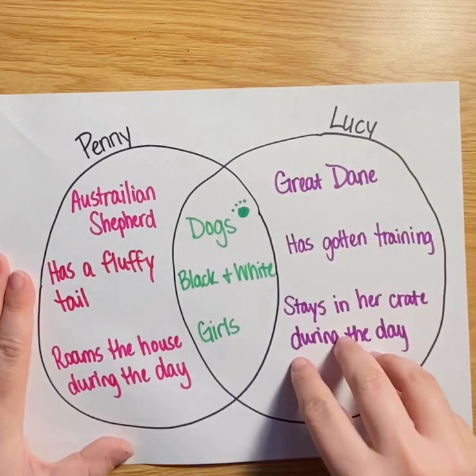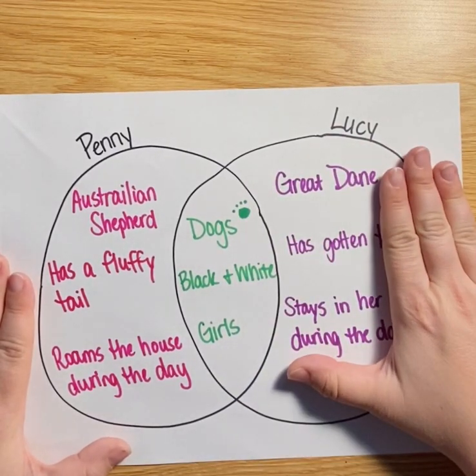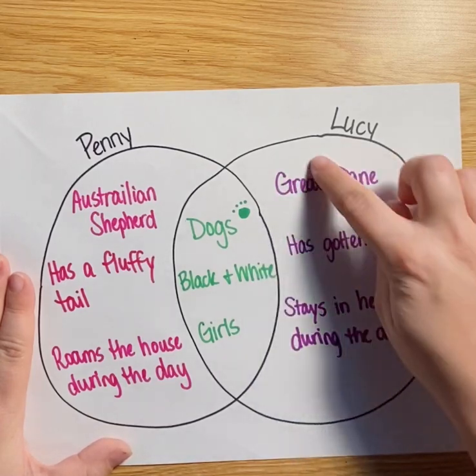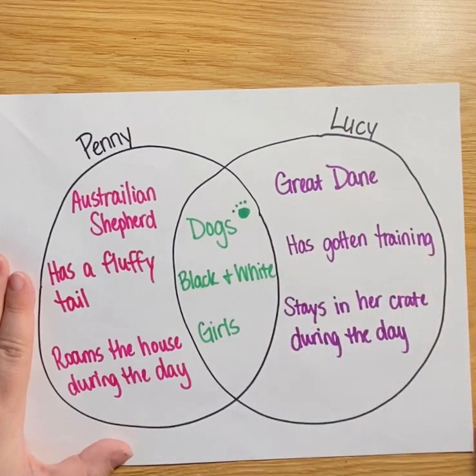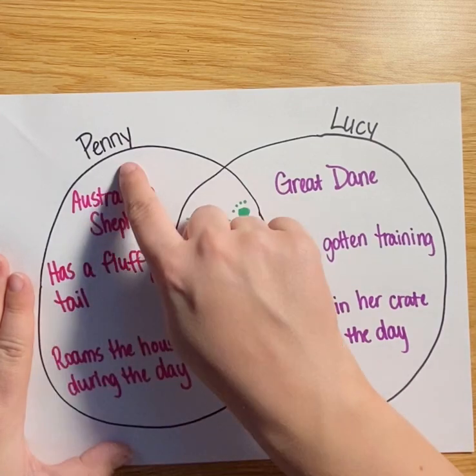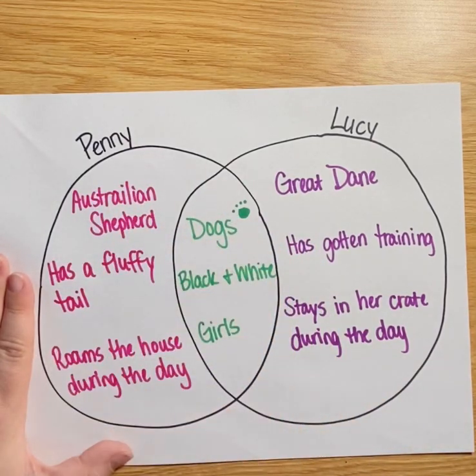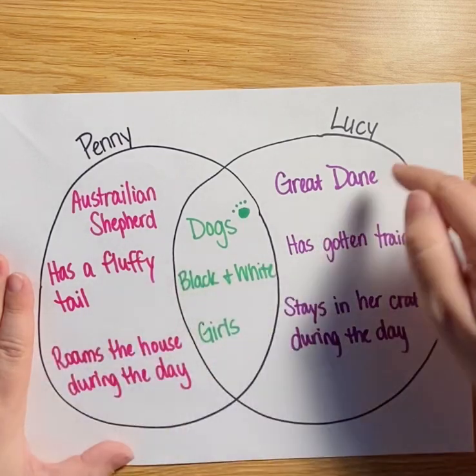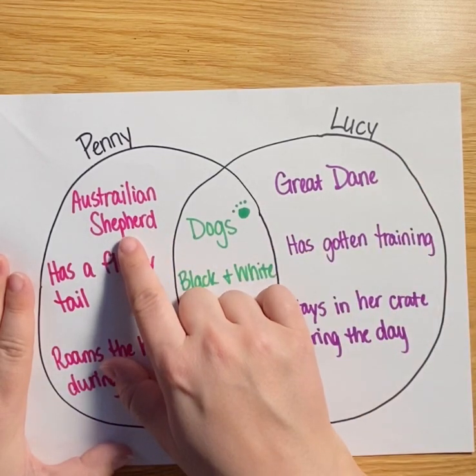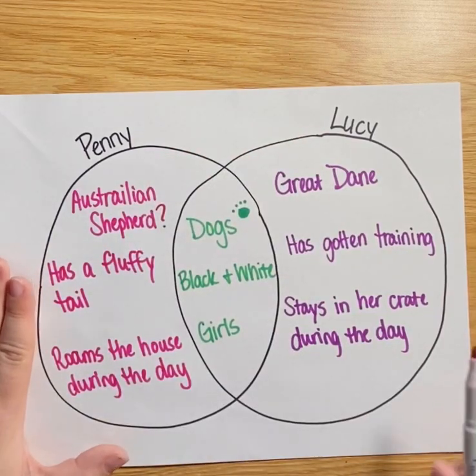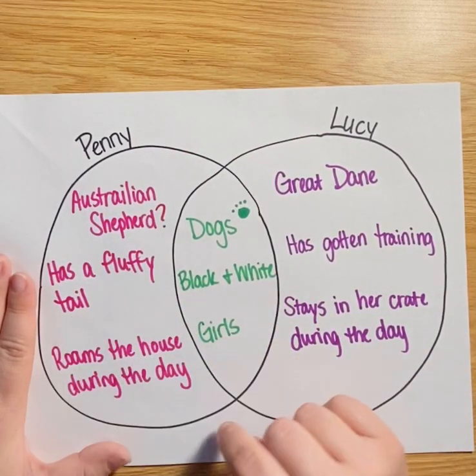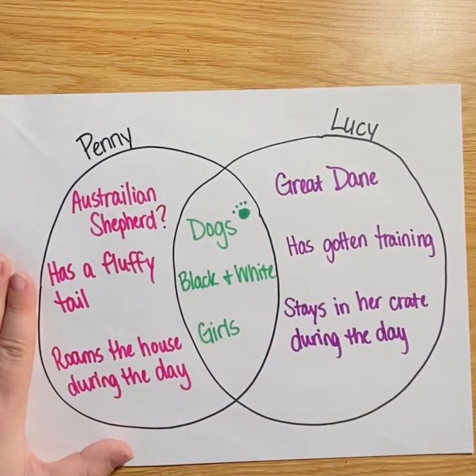So, a couple things I want to point out to you. Again, remember, this whole side is all Lucy. Okay? None of these things can apply to Penny at all. Penny's never been trained. Penny's not a Great Dane. She doesn't stay in her crate during the day. Does not apply to Penny at all. Same thing over here. All of these things are just Penny. Okay? None of those things can apply to Lucy. We think Penny's an Australian Shepherd. I'm going to put a question mark. She has a fluffy tail. Lucy does not have a fluffy tail. She has a long, skinny tail. And Penny roams the house during the day.